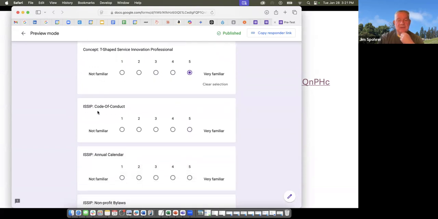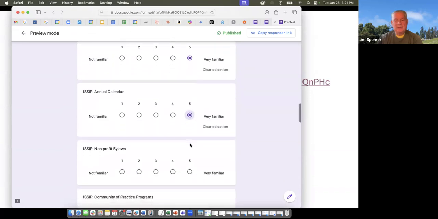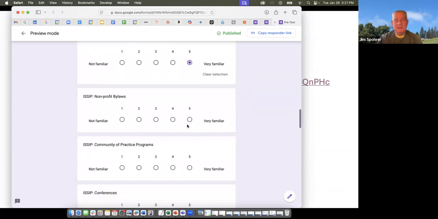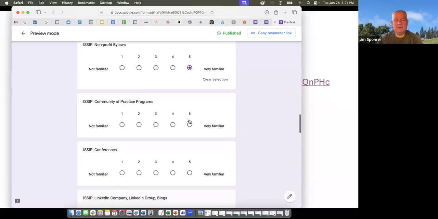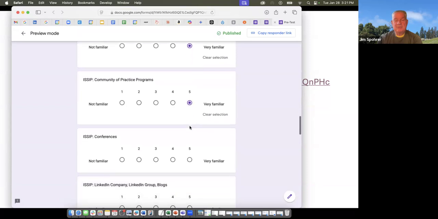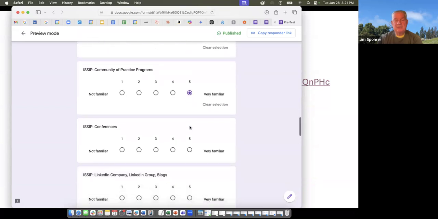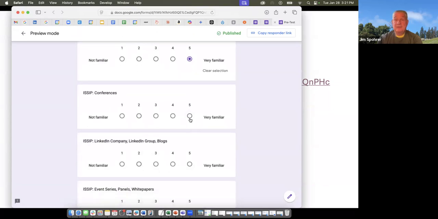The next section, section B, is about ISSIP. There's a code of conduct. I'm very familiar with that. I helped write it. There's the annual calendar of ISSIP. Very familiar with that. I helped establish it. The bylaws, very familiar. I'm on the board, so you have to be familiar. Community of practice programs. I collaborated with other members of the ISSIP executive committee to create a lot of those programs. Conferences. I think nearly all of these conferences that ISSIP supports I've been to. I think there's maybe 2 exceptions.